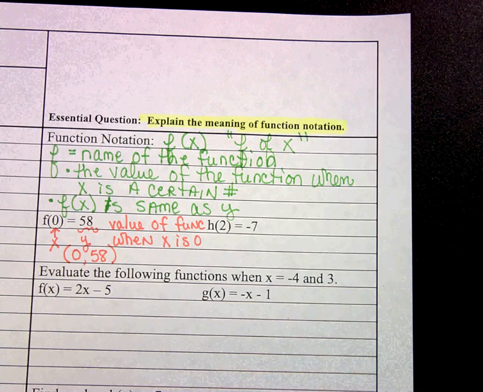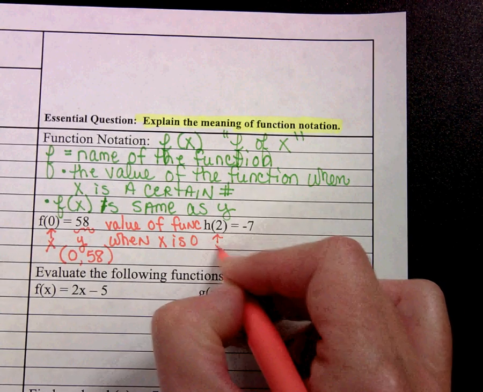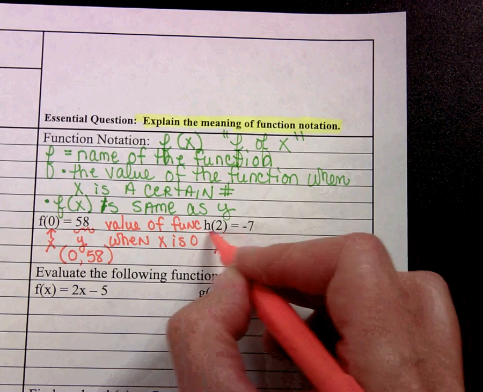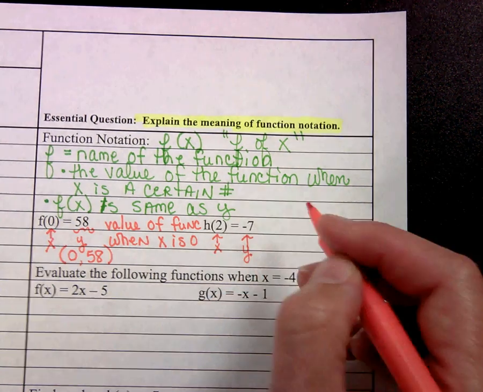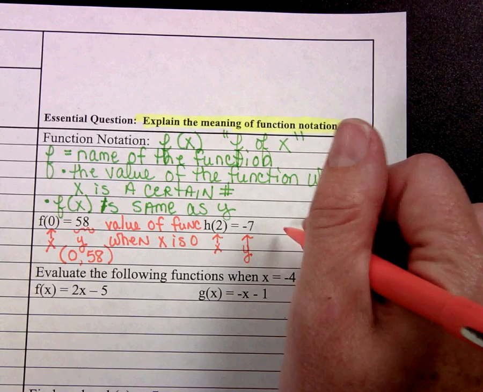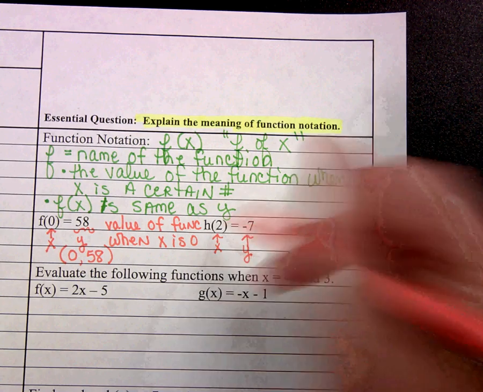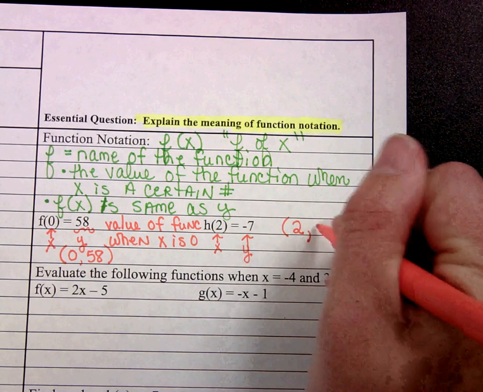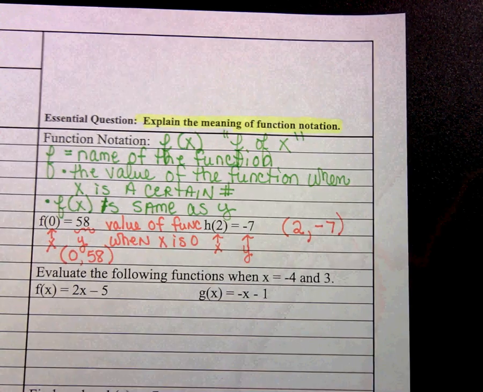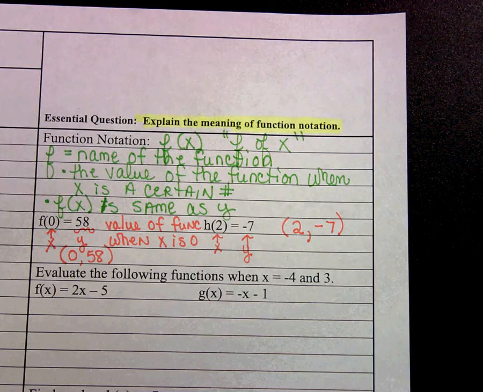That's all it means. Right here, remember this is going to represent your x. H of 2 equals negative 7. This is going to be your y. And again, it's saying that the function is equal to negative 7 when x is 2. And so if we wrote an ordered pair, x is 2, y is negative 7. It's as simple as that. Sometimes we get tricked up in overthinking function notation.